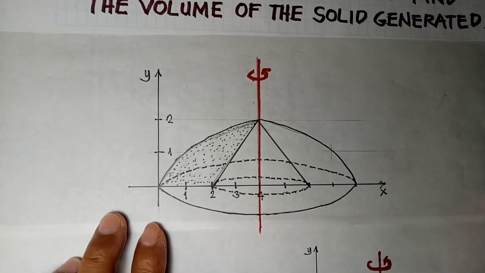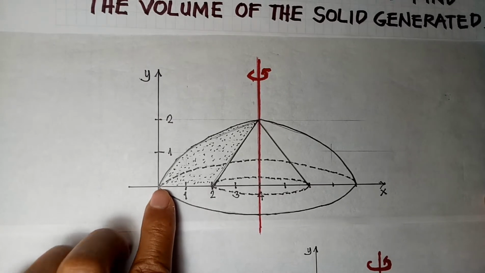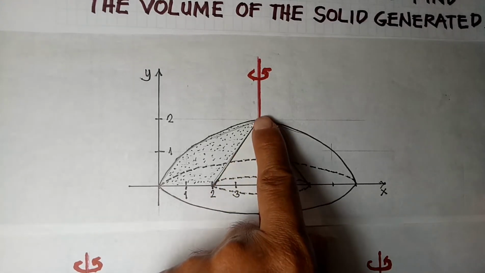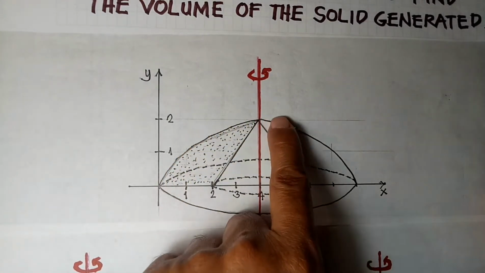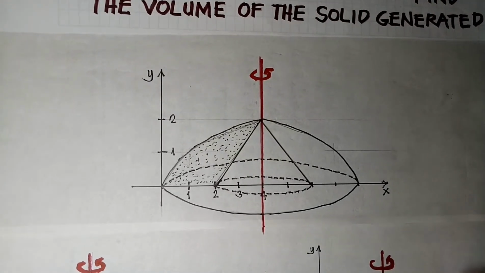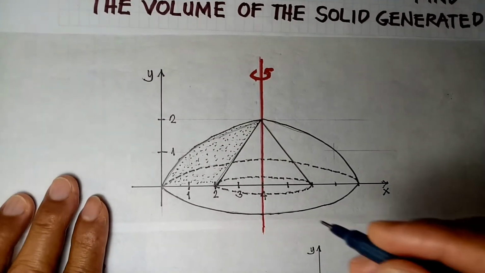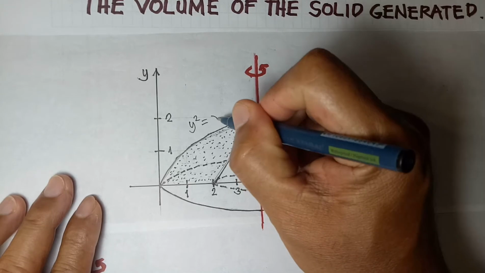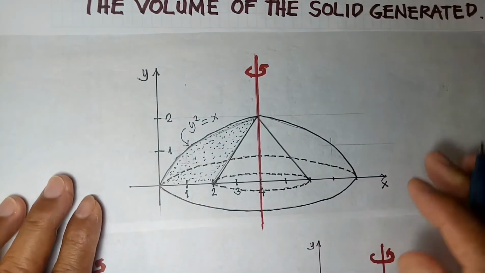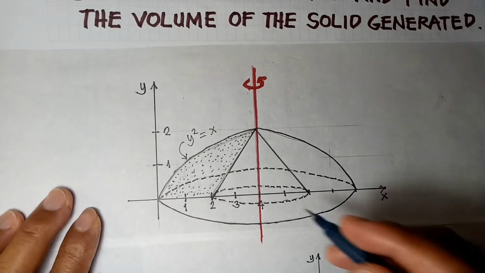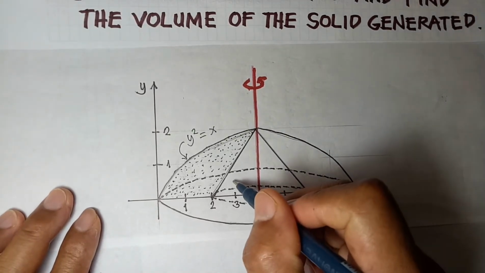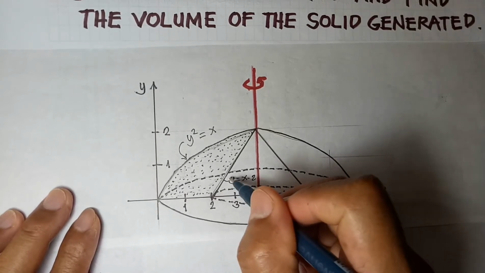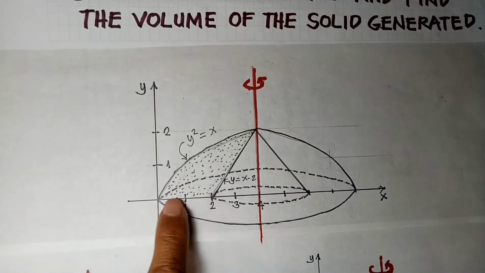So let us have another solution to the problem. This is our plane area. This is the x-axis, the line y equals x minus 2, and the curve y squared equals x. This is the graph of y squared equals x. Then this one is y equals x minus 2. So this is the plane area.